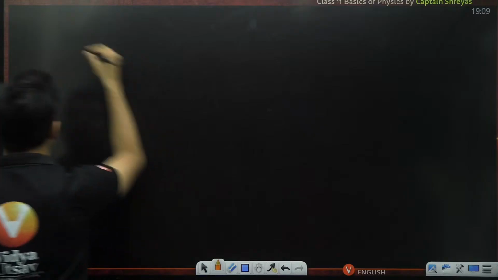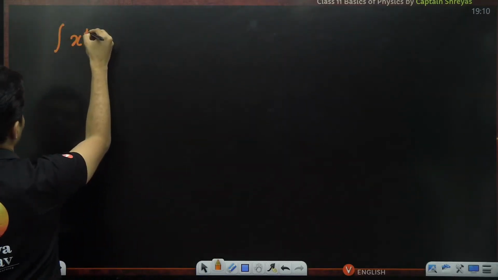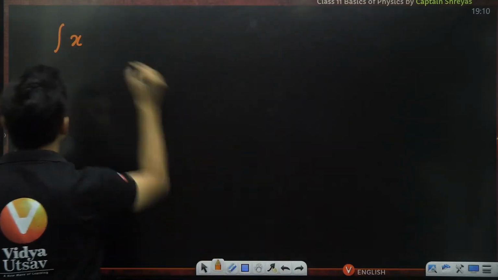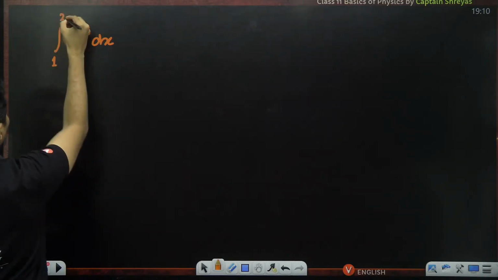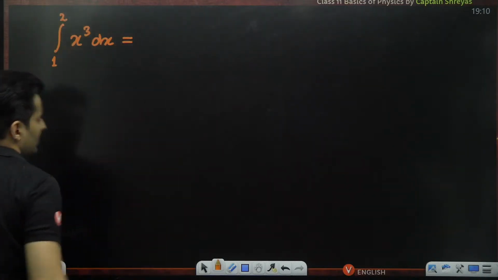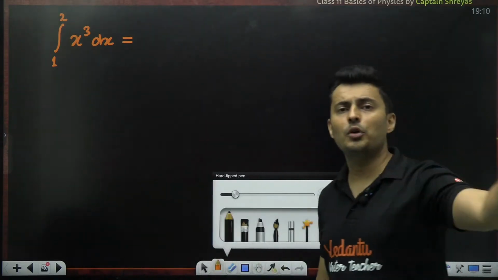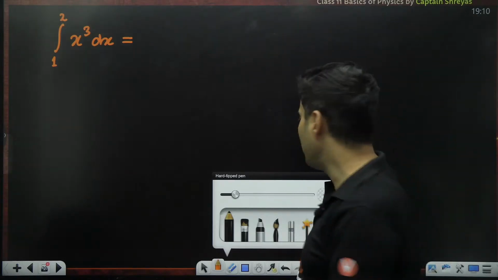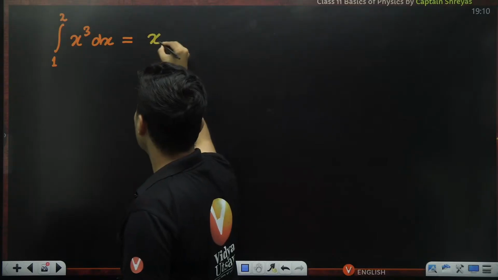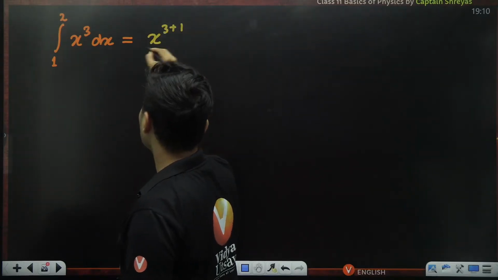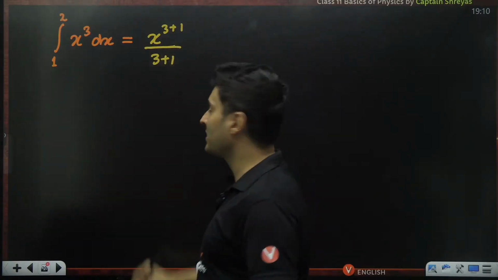Imagine I give you a question like this. Integration of x raised to 3 dx from 1 to 2. I have just put some numbers. What you will do first is perform the normal integration without worrying about the limits. X raised to 3's integration, what will it be? X raised to 3 plus 1 divided by 3 plus 1. But don't write down any constants.